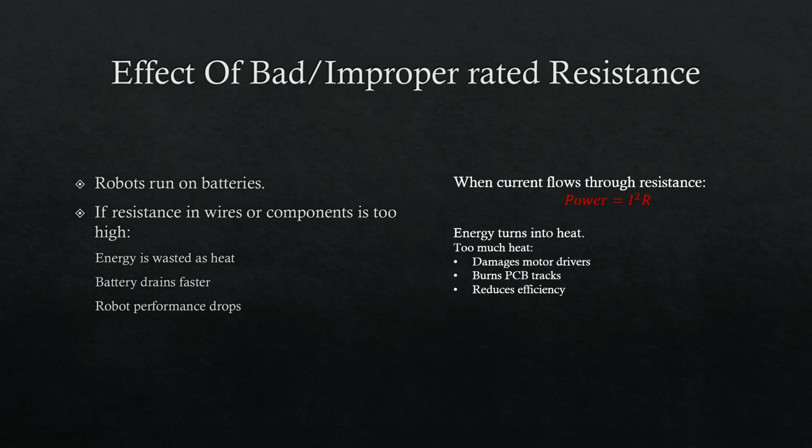When current flows through resistance, we know the formula of power is I squared R. If there is too much resistance, it will turn energy into heat, damage the motor driver, burn the PCB tracks, and reduce efficiency.